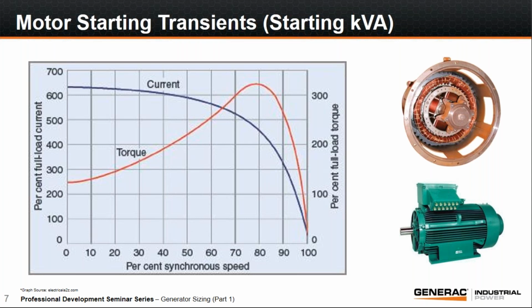So when we start a motor, an electric motor, we draw about 6 times running current or 6 times running kVA. And we have to hold that current until the motor accelerates. Typically, a motor on a high torque load may take 2 or 3 seconds to come up to full speed.